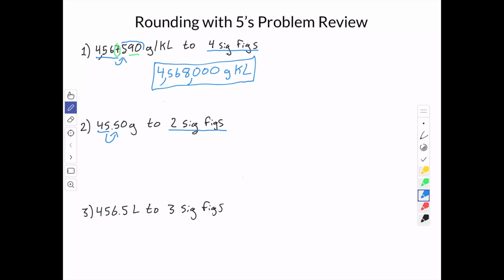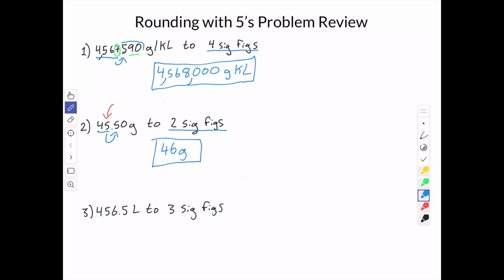That means we go to those funny rules, and those funny rules mean we look back to the number we're rounding at, and we say, is it even or is it odd? Our goal is to make it even, or keep it even. And in this case, it's odd, so when it's odd, we round it up. So I'm keeping this at 2 sig figs. That means I have a 4, the 5 rounds up to a 6, 46 grams is our answer.